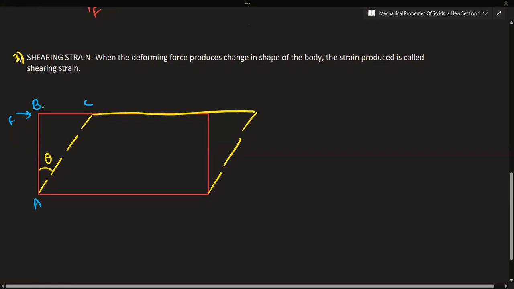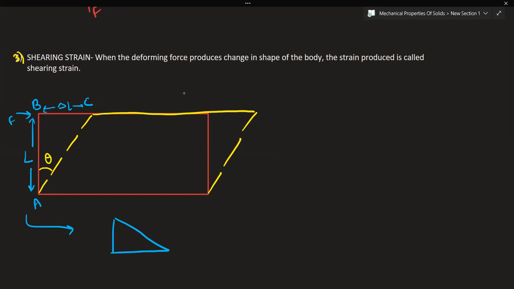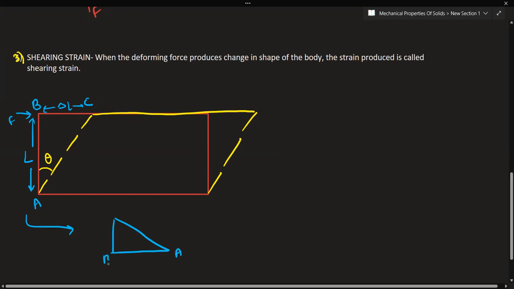So let's say this original length we have is L. Again, L is the original length, and it has been shifted. That means the initial point was B. Now the final point is C. Now this change is represented by delta L. So I'm drawing this triangle here separately for you. A, B, C. This is theta. This is L. AB is L, and BC is delta L.